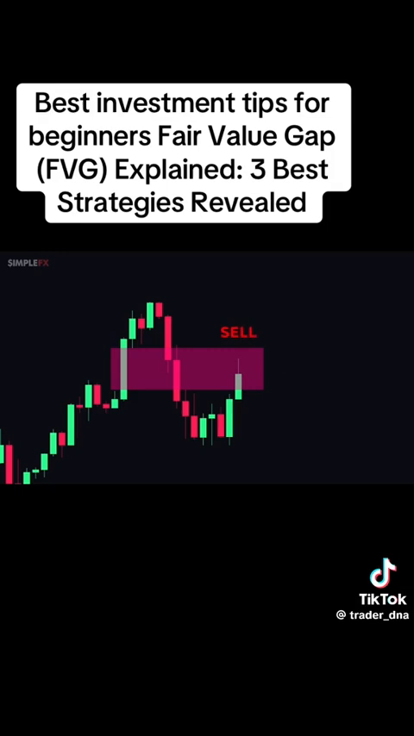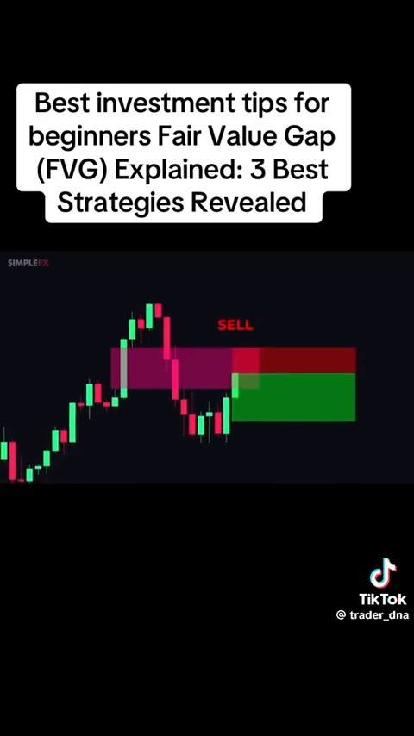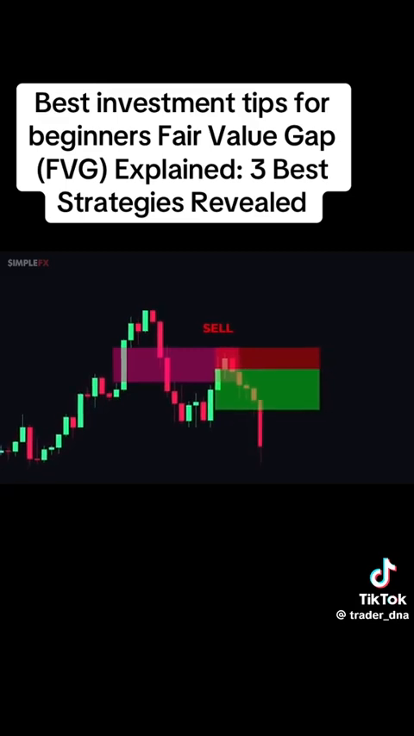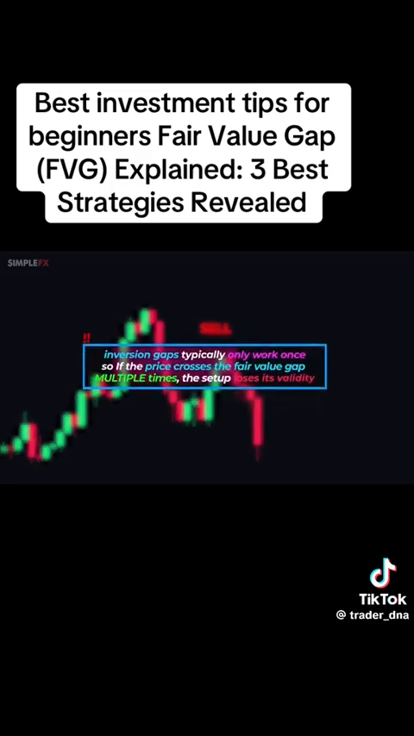Now, manage your risk by placing your stop loss just above the fair value gap and aim for a take profit level at twice the distance of your stop loss. As the price reverses and hits your profit target, you secured a nice profit. Important note to remember, inversion gaps typically only work once. So if the price crosses the fair value gap multiple times, the setup loses its validity.